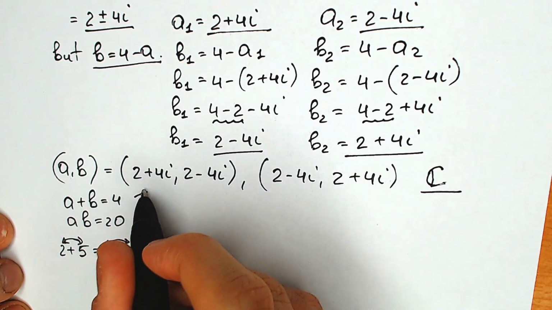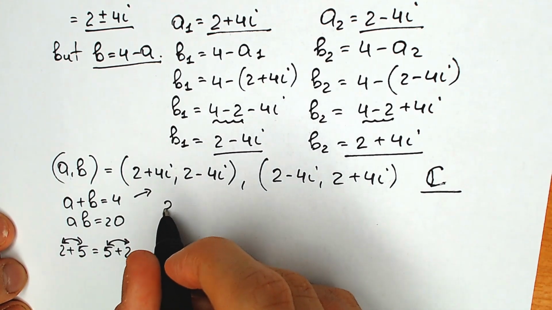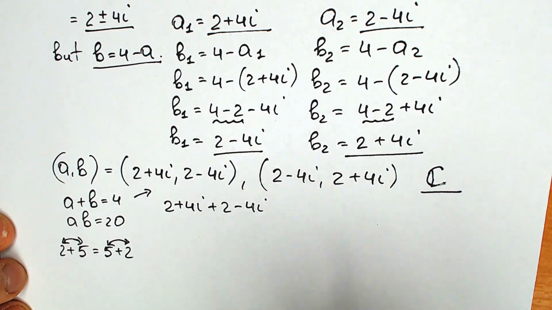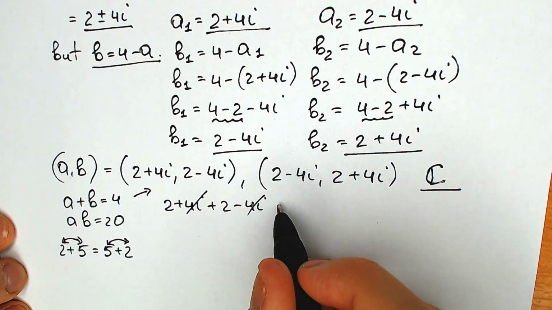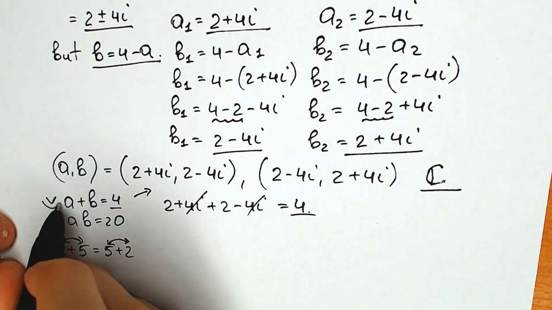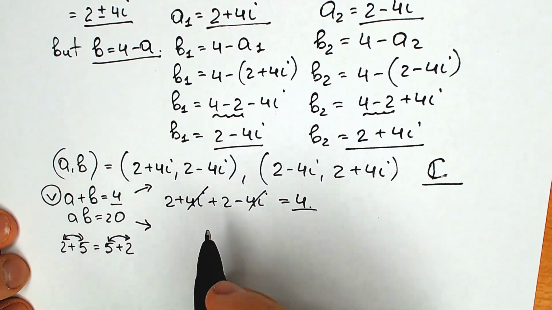So let's check, for example, this first pair. As a result, we have 2 plus 4i plus 2 minus 4i. We can easily cancel the 4i, and we have 4, and we need this 4 right here. So addition works absolutely perfectly. Let's check real quick our multiplication.